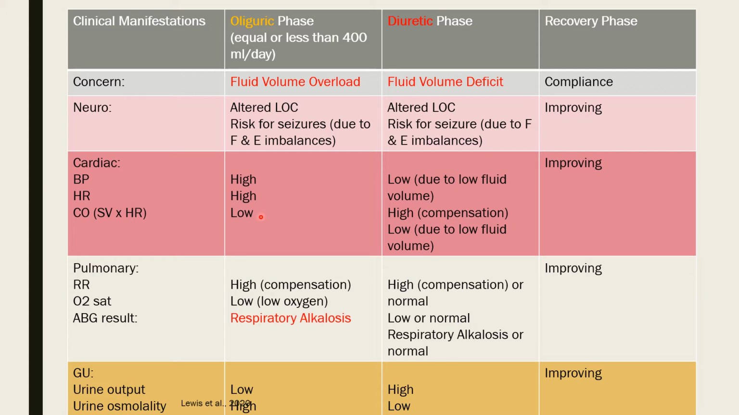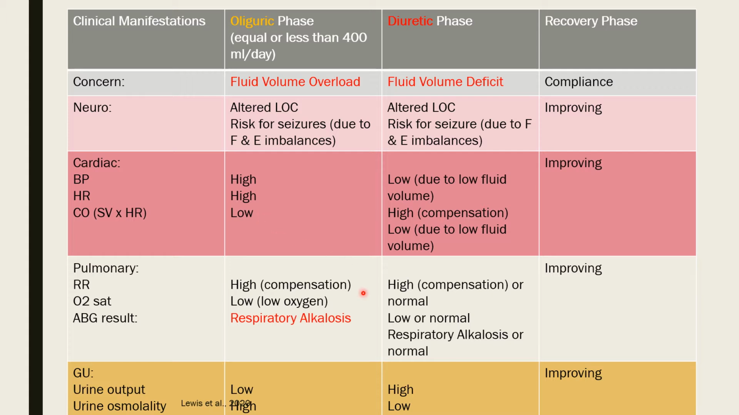So when you check the stroke volume of this patient, it might be high because the volume is high because of so much fluid, but the heart rate is high, which is not good. But it doesn't mean the cardiac output will climb up. It will be low because cardiac output is the amount of oxygenated blood that is delivered in the systemic circulation, which is not enough.